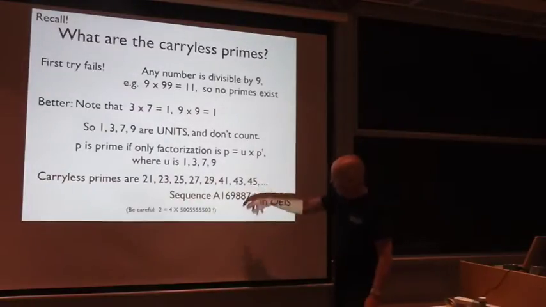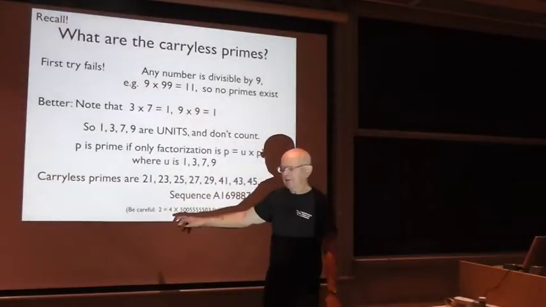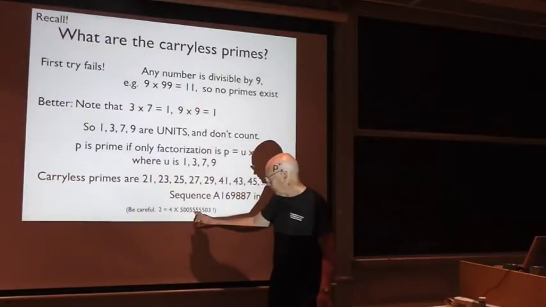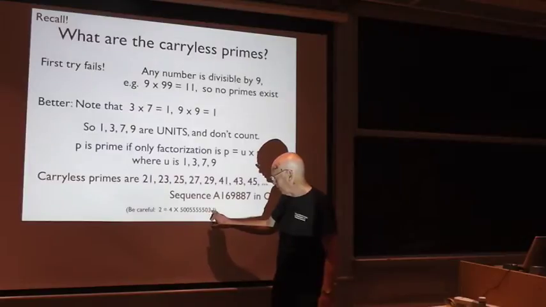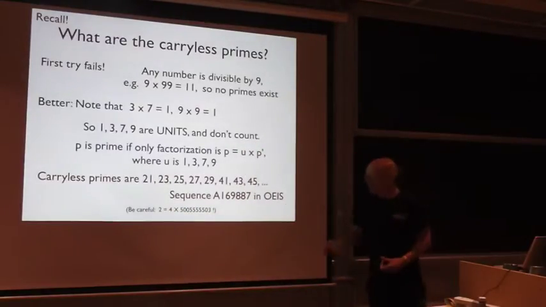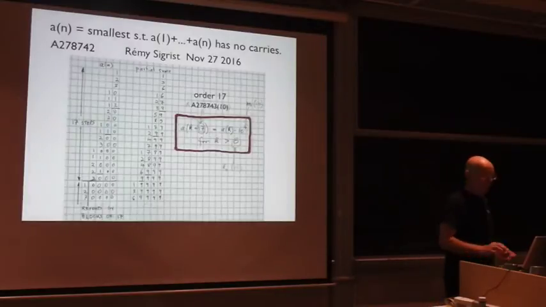And it's tricky because you have to worry. If you multiply 4 times 5005555503, you get 2. So it's a little bit tricky. But that's not really what I want to mention.